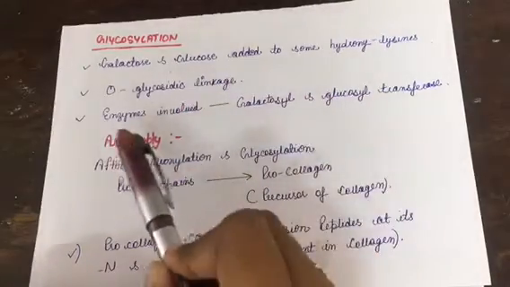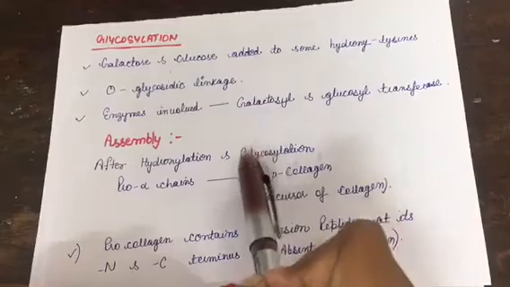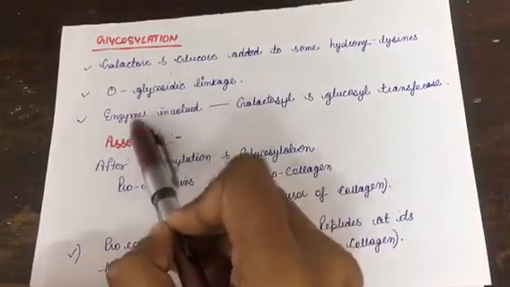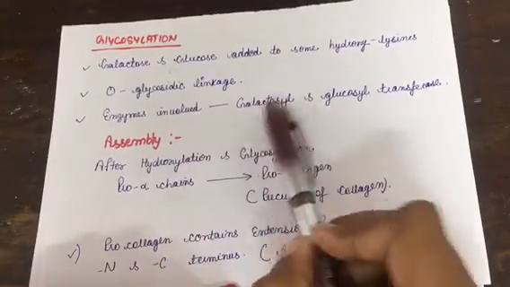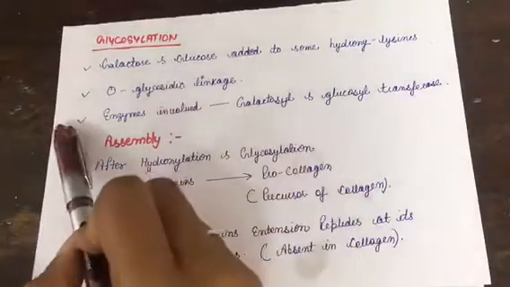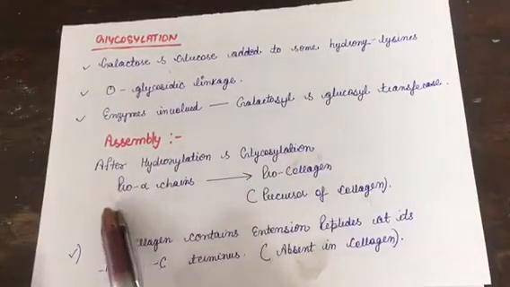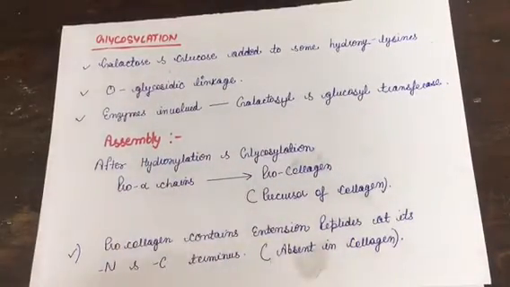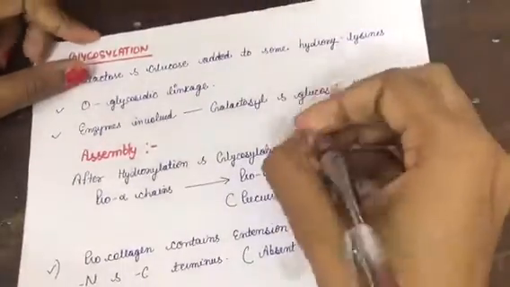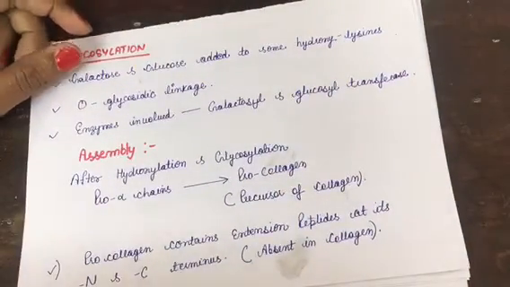I'll talk about O-glycosidic linkage and N-glycosidic linkage separately in my next video. And the enzymes involved will be galactosyl and glucosyl transferase. Then after hydroxylation and glycosylation, assembly happens. Pro-alpha chains, as I've told you, let me take a separate page for this.